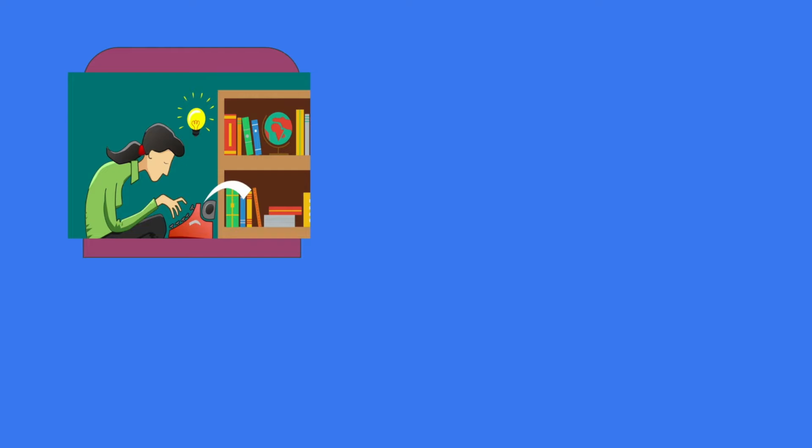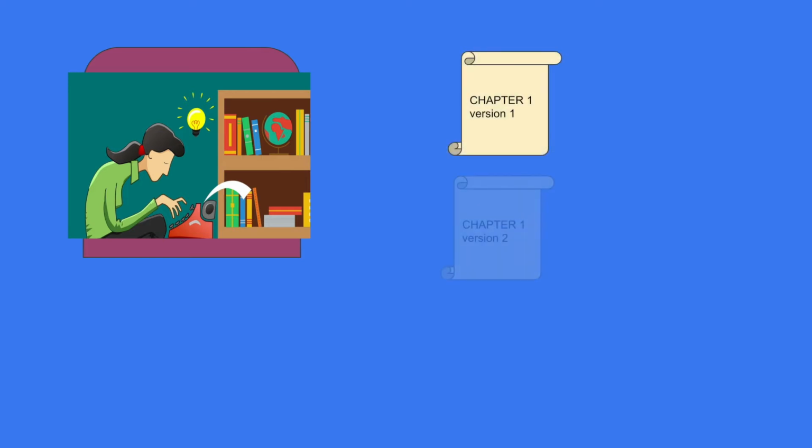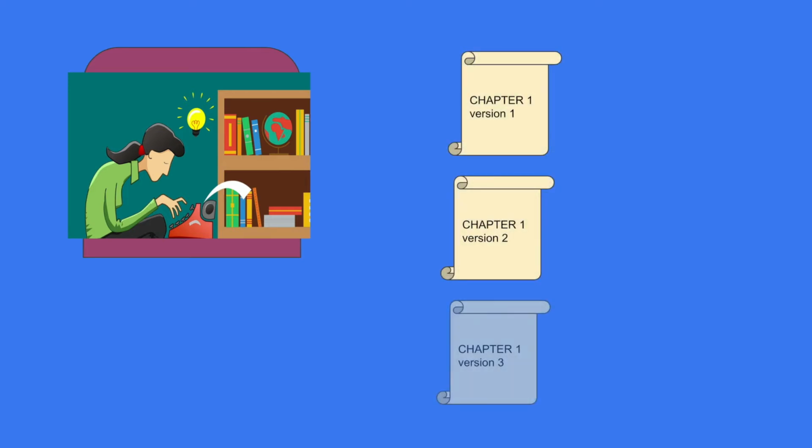Versioning is everywhere. Imagine a writer drafting the first chapter of her book. After submitting it, her editor suggested a couple of changes. She then applied those changes, went back to her editor, and repeated the same steps until the last version became the final one.